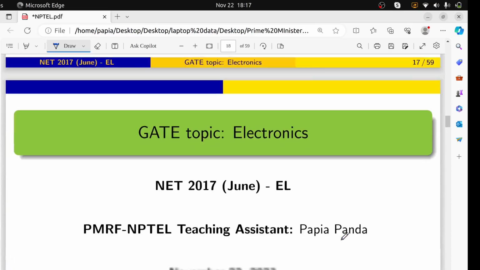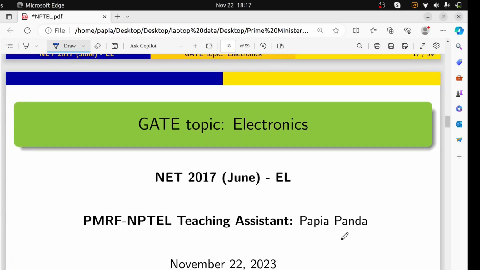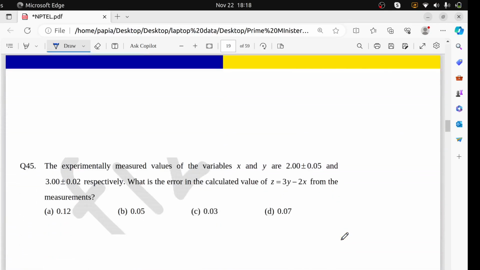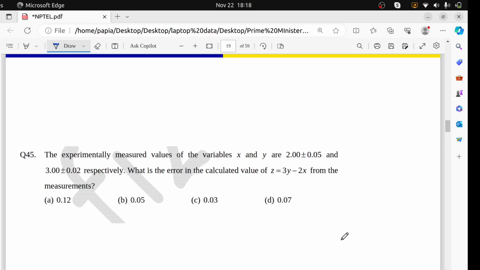Okay, so we will go to the next question. The next question I have taken from the GATE NET 2017 June question paper, and it is question 45. This is also very similar to what we did in the previous question, so we can do it quickly. The experimentally measured values of the variables x and y are 2 plus minus 0.05 and 3 plus minus 0.02 respectively. What is the error in the calculated value of z equals 3y minus 2x from the measurements? Right?